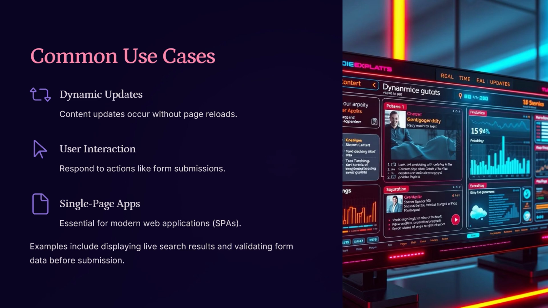So, where is the DOM used in real-world scenarios? One major use is dynamic content updates. We can change what's displayed without reloading the page, like loading new messages in a chat app. Another is user interaction, such as validating form input or responding to button clicks. The DOM is also essential in building single page applications or SPAs like Gmail or Google Docs, where everything happens on one web page. Examples include live search suggestions or showing error messages instantly as the user types.